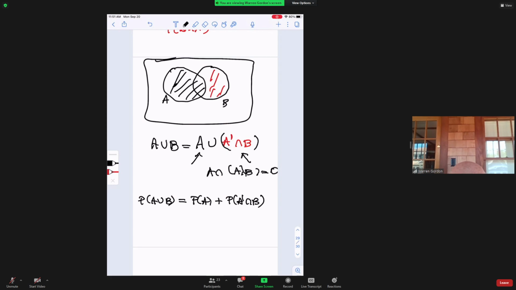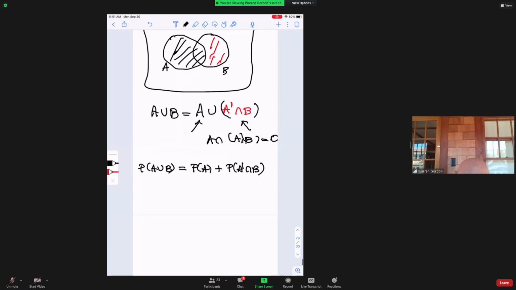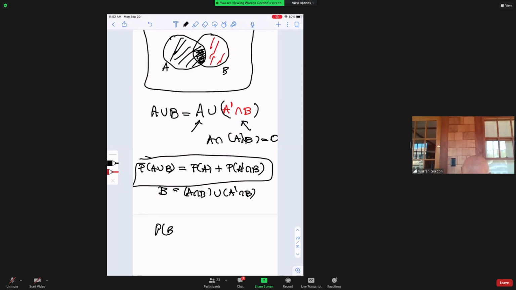What do I want to do now? Now I want you to also notice that B is equal to A intersection B, that is this piece right here, union with A complement intersection B. And these two are disjoint. So I have this result up here, and P of B is equal to P of A intersection B plus P of A complement intersection B.